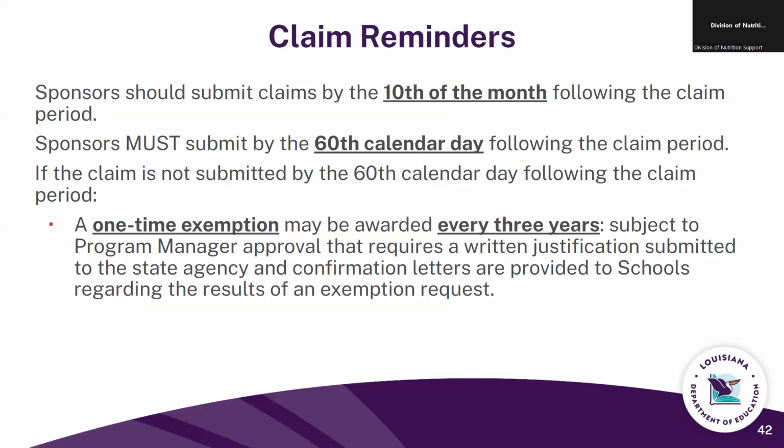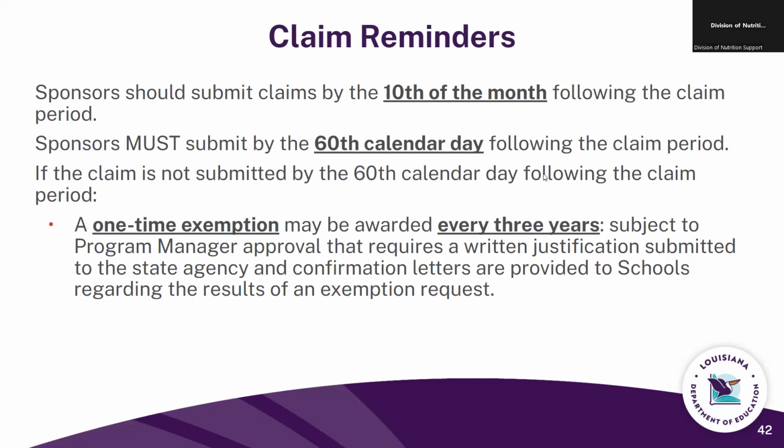Sponsors should submit their claim by the 10th of the month following the claim period. So for August, that ends on August 31st, and so we highly recommend you submit the claim by September 10th. That way you're paid in a timely manner. But sponsors must submit by the 60th calendar day following the claim period. And so for August 31st, that would be October 30th. So it's not the end of 2 months later, it's exactly 60 calendar days. So that's really important. You do not want to miss that deadline.